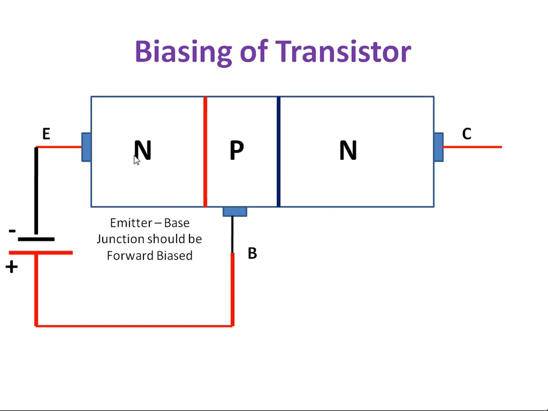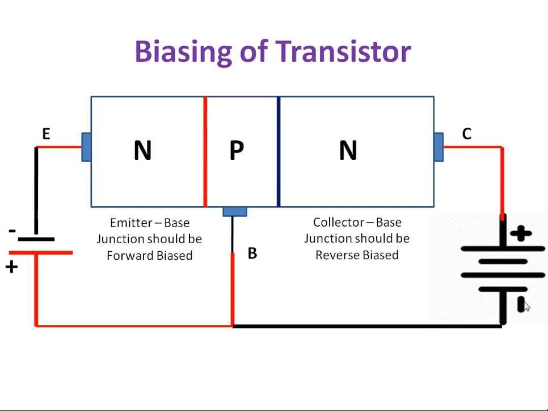What is forward bias? N means negative, P means positive. Negative must be connected to negative, and P means positive. The base terminal is connected to positive. This condition is known as forward bias. Now battery negative is connected to N, battery positive is connected to P. So it is forward biased. The emitter base junction is forward biased. Next, the collector base junction should be reverse biased. N is connected to positive and P is connected to negative. So this collector base junction is reverse biased. So this is known as biasing of a transistor.